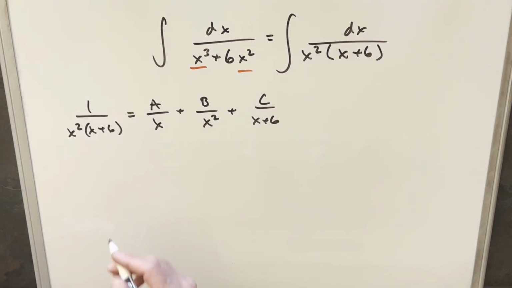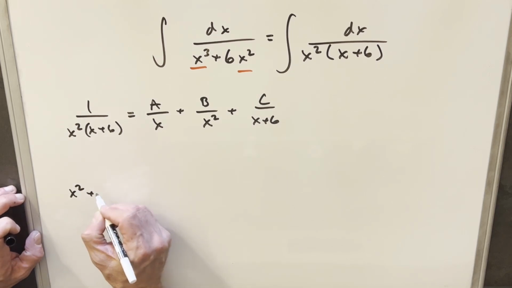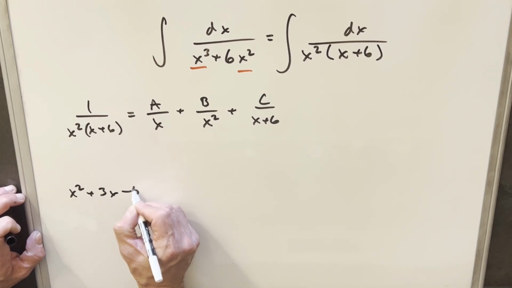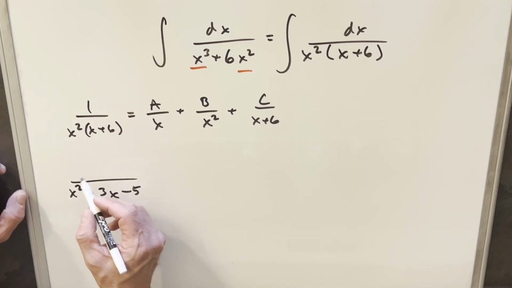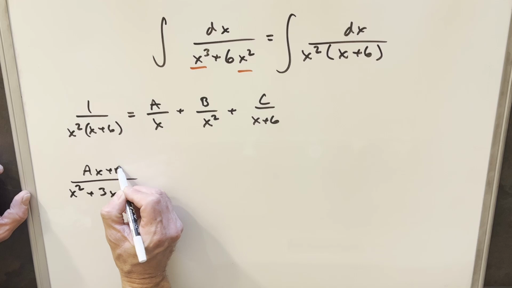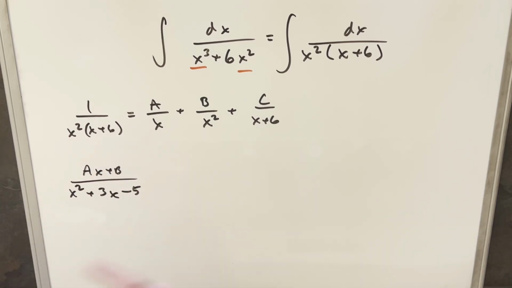See, if instead of an x squared here we had something, let's just say x squared plus 3x minus 5, then instead of doing this repeat factor case, what we would do is something like ax plus b. But because we just have this single x squared term, we can do this repeat factor case.